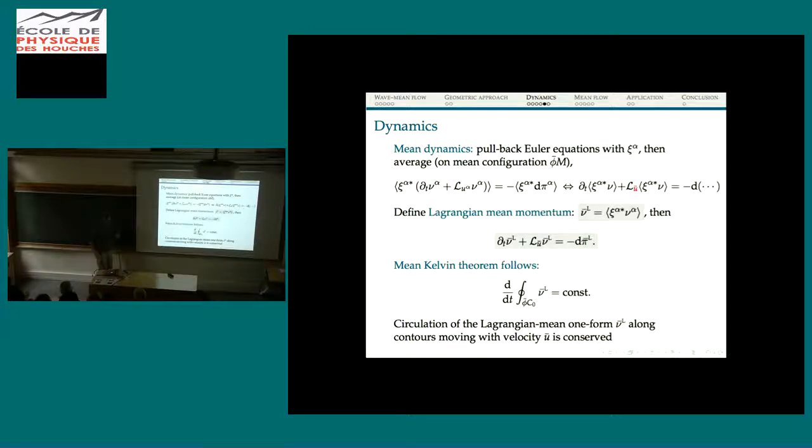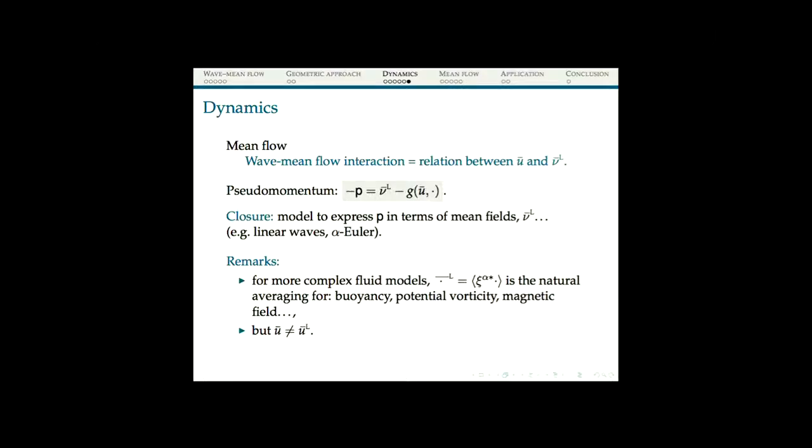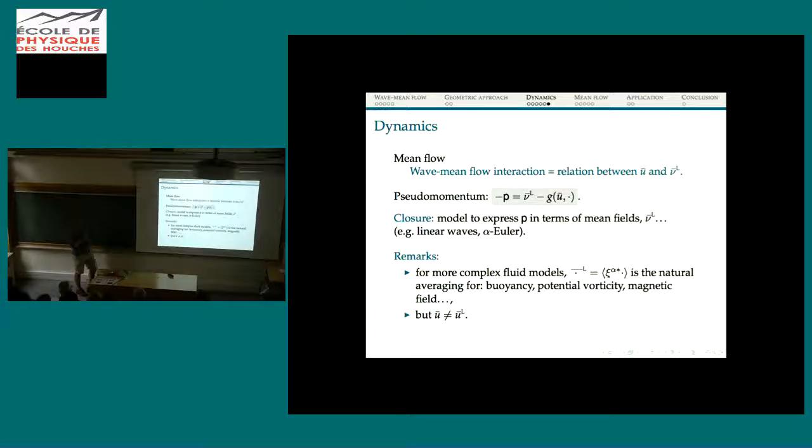Well, no, you don't, because you have to say something about the perturbation. So now, this is your question. All the business of wave mean flow interaction is now encoded in the relationship between the advecting velocity and the advected one form. Then you have to tell me about the physics of your problem, and then I can say something.